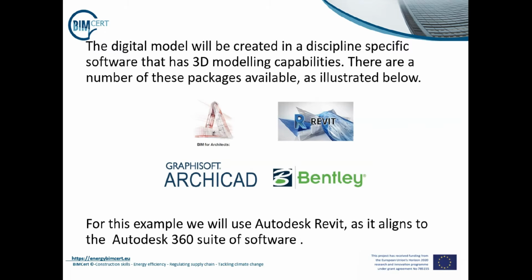The digital model will be created in a discipline-specific software that has 3D modeling capabilities. There are a number of these packages available, as illustrated below. For this example, we will use Autodesk Revit, as it aligns to the Autodesk 360 suite of software. It is important to acknowledge that there are other 3D design packages such as Bentley and Graphisoft, as well as others, that have their own particular cloud software which their models integrate seamlessly into.